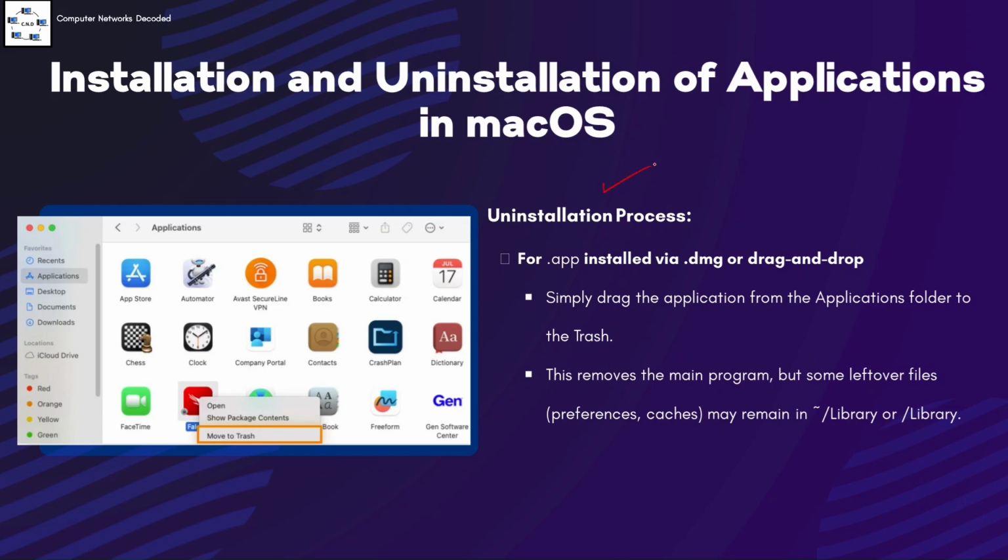So what is the uninstallation process? For .app installed via .dmg or drag and drop, you can simply drag the application from the Applications folder to the trash. This removes the main program, but some leftover files such as preferences and caches may remain in the Library or slash Library.